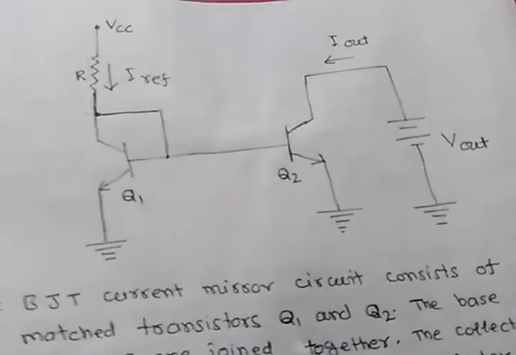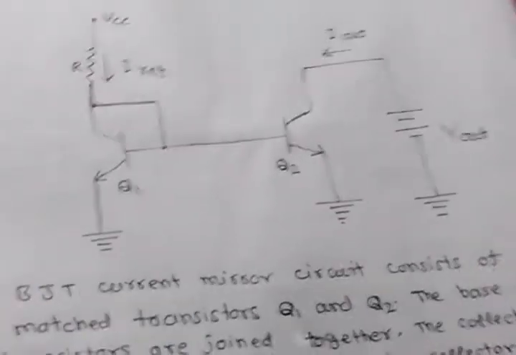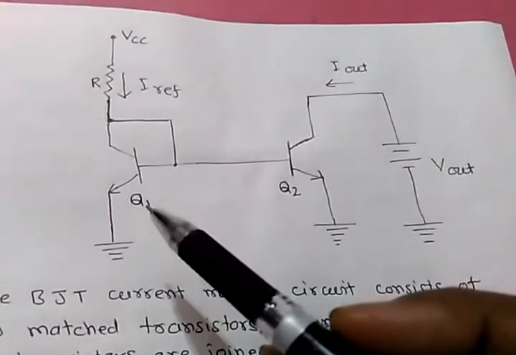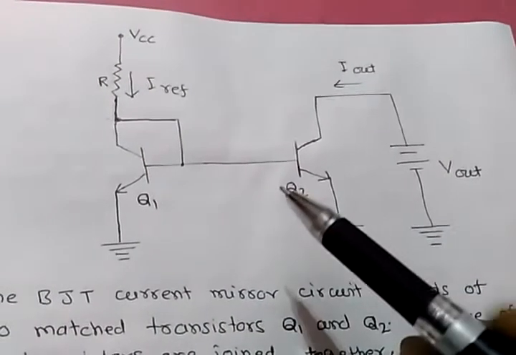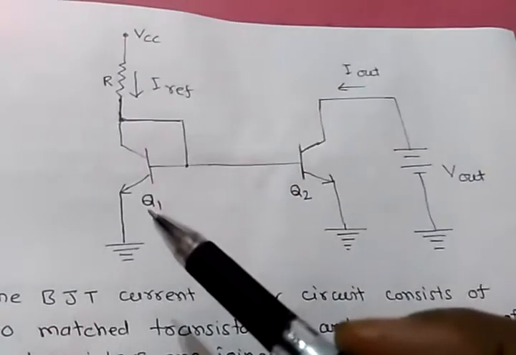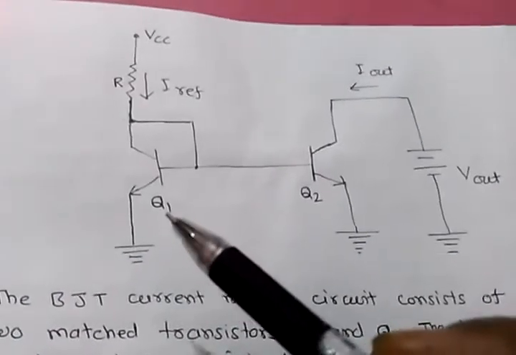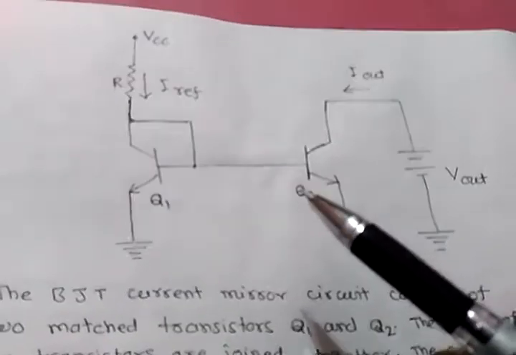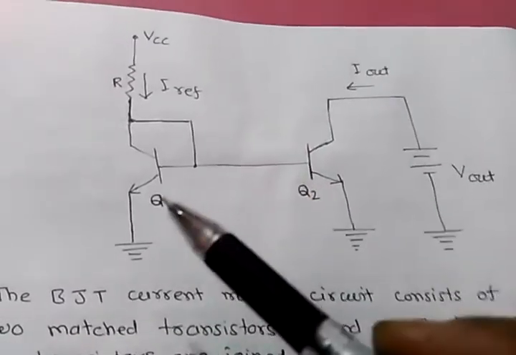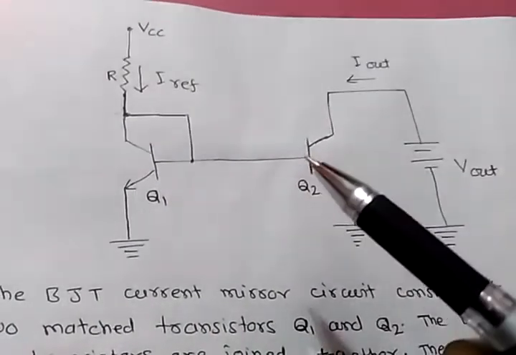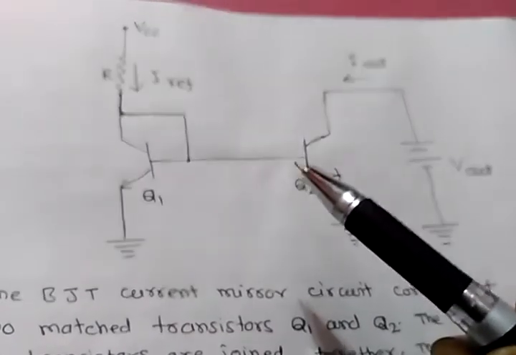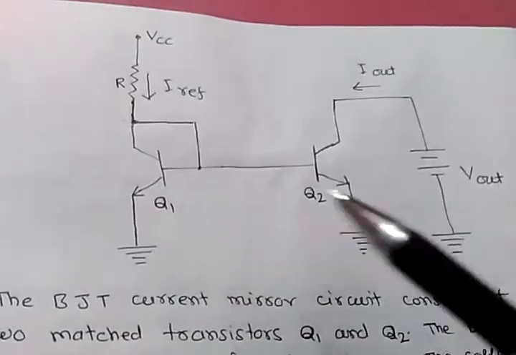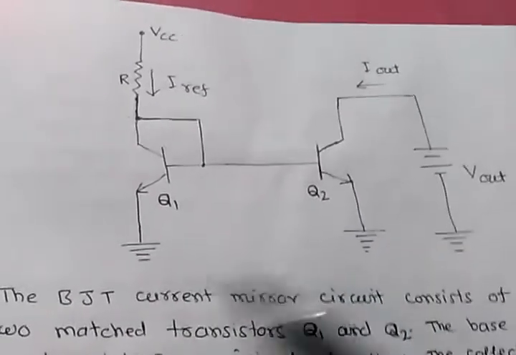This is a current mirror circuit using BJT. In this circuit, two matched transistors Q1 and Q2 are used. Matched transistor means the transistor parameters of Q1 and Q2 are the same. The base of Q1 and Q2 are joined together. Emitter of Q1 and emitter of Q2 both are grounded.